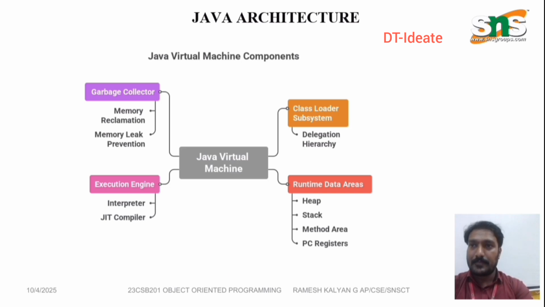The next one is the garbage collector. This mainly deals with memory reclamation, that is the memory allocation process and memory leak prevention. The main function of garbage collection is that the unused data or unused bytes are transferred to it. That is known as the garbage collector. And finally the execution engine, also called an interpreter or a JIT compiler. This is mainly used for running the process, that is the execution process.